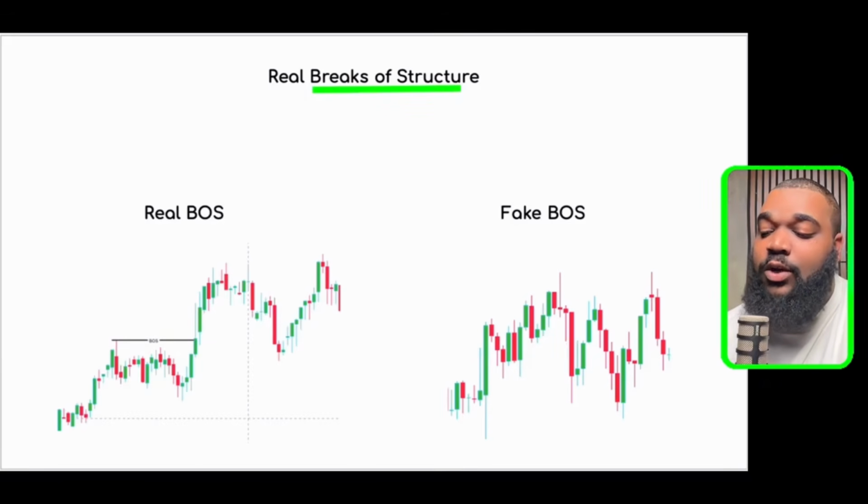The reason the one on the right is a fake break of structure is because it can be a liquidity grab on each side and you can start getting faked out. So you want to make sure that there is a body close on the 1 minute after it breaks structure.